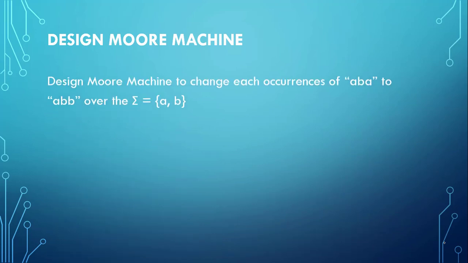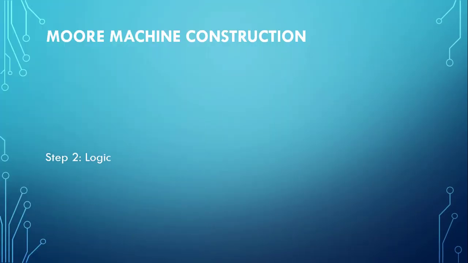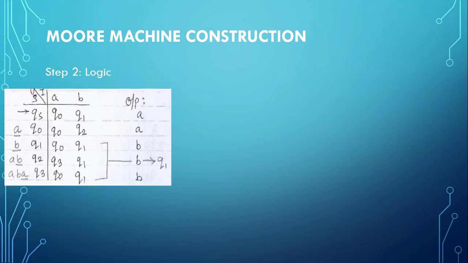So here is the first question that we had left in the previous session. Design Moore machine to change each occurrence of ABA to ABB. In the solution, step 1 is theory, that is the definition of Moore machine. Step 2 is logic. Whenever we have such questions where we are asked to change each occurrence, we have to follow the ends-in pattern of FSM that we had seen. So here we will not follow the contains type of pattern. Instead of that, we are going to follow the ends-in type of pattern.